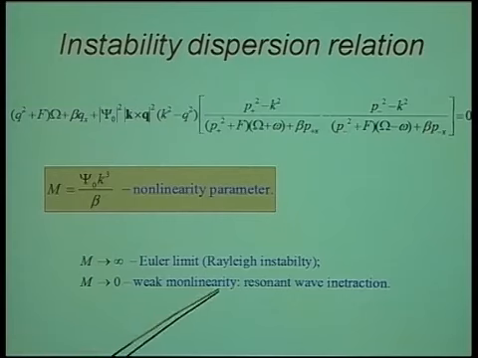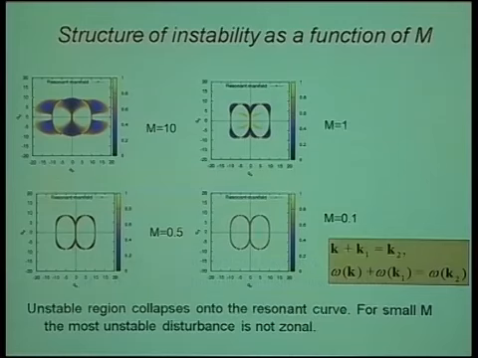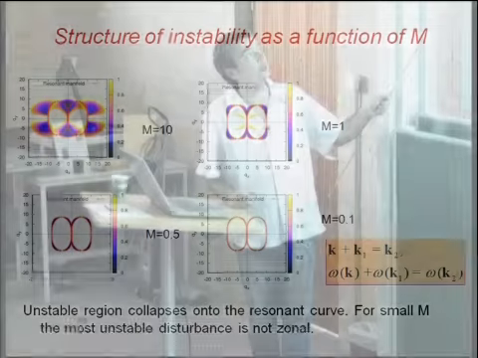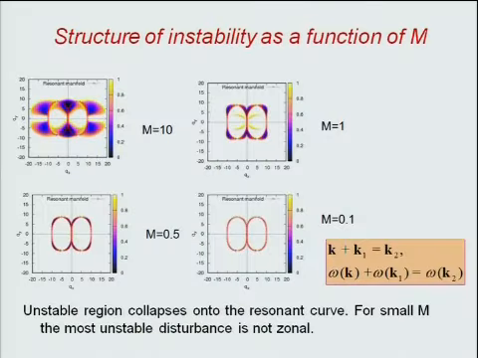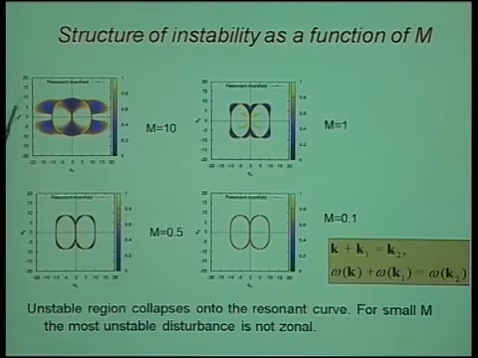nonlinearity limit where we expect resonant wave interaction. And indeed, if we fix k to be the meridional wave, like where the maximum of ITG instability is, for example, and then change the modulation wave number, we plot this growth rate as a function of modulation wave number in two-dimensional Fourier space. We see that for big values of nonlinearity, the maximum growth rate is at zonal. So zonal flow is the most excited wave.